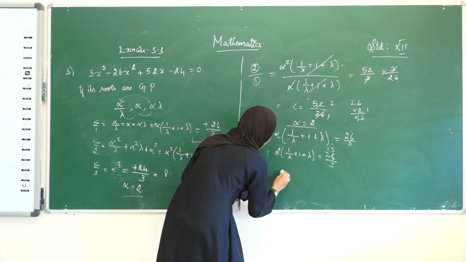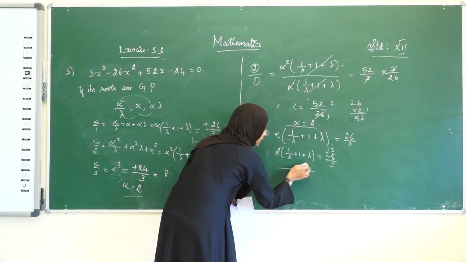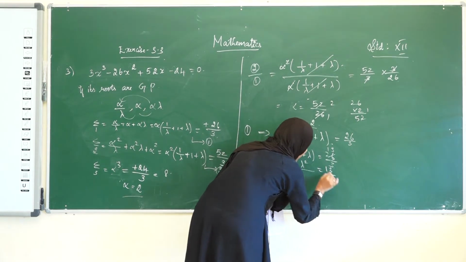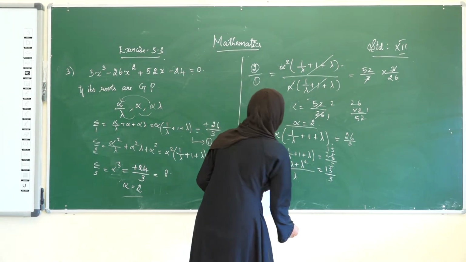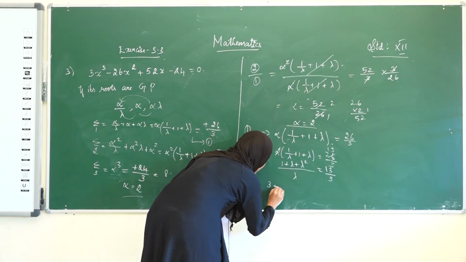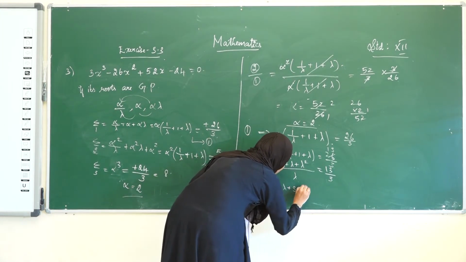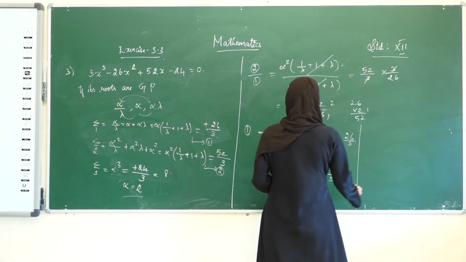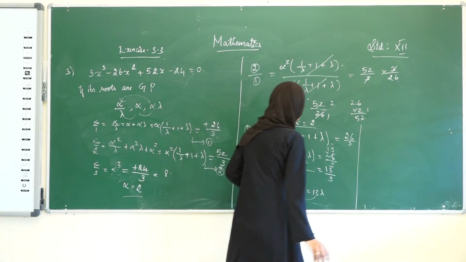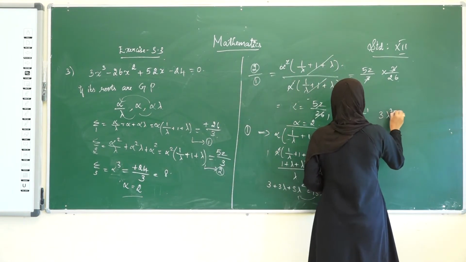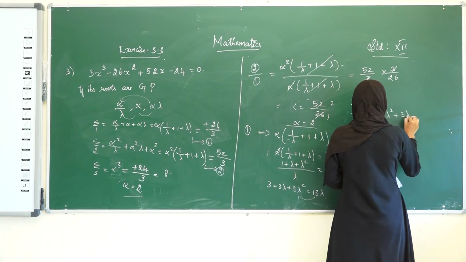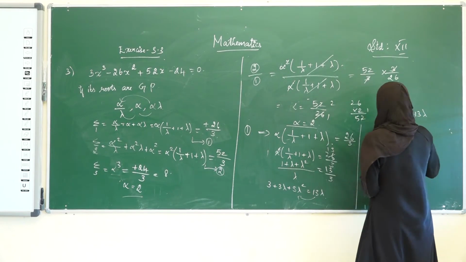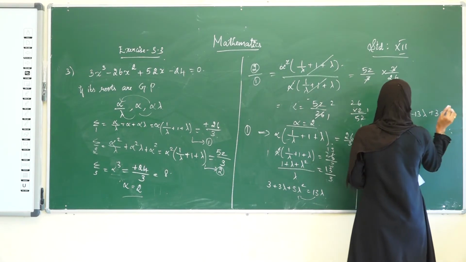Okay. Therefore, now we are taking LCM of these three. 1 plus lambda square is equal to 13 divided by 3. Okay. So, when cross multiplying, 3 plus 3 lambda plus 3 lambda square is equal to 13 lambda. So, we are taking this term to this side. What answer will come? 3 lambda square as it is plus 3 lambda, when this 13 lambda goes that side, minus 13 lambda plus 3 is equal to 0.